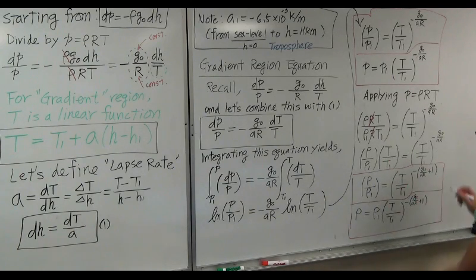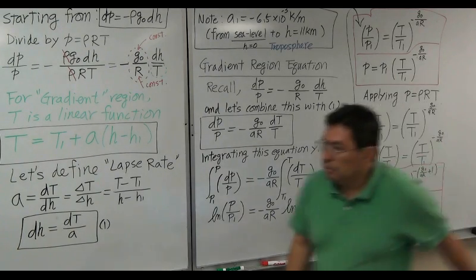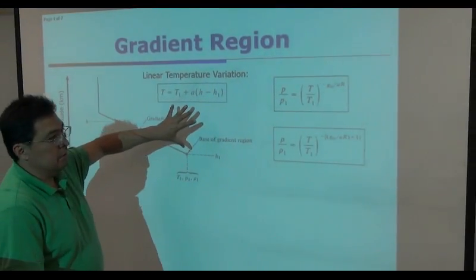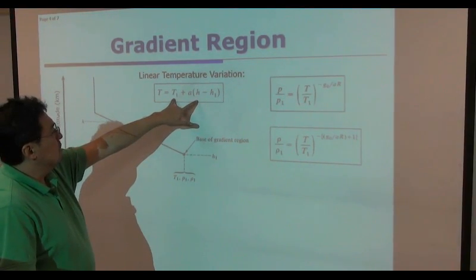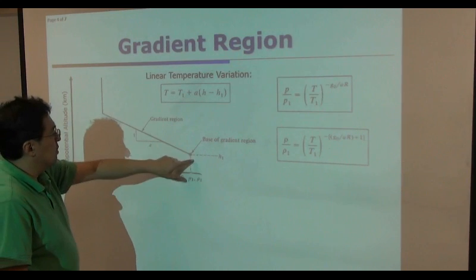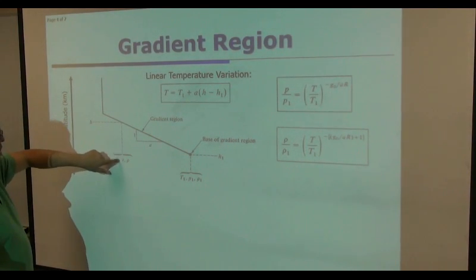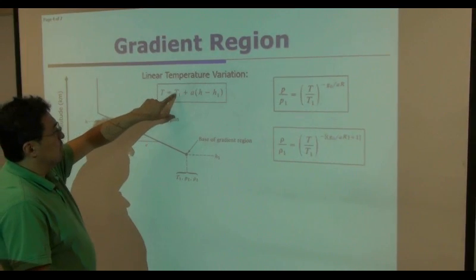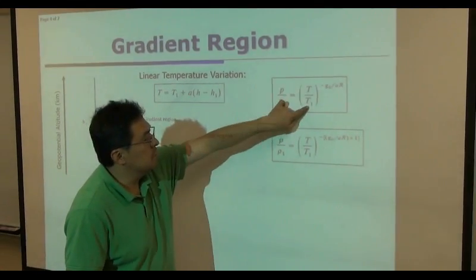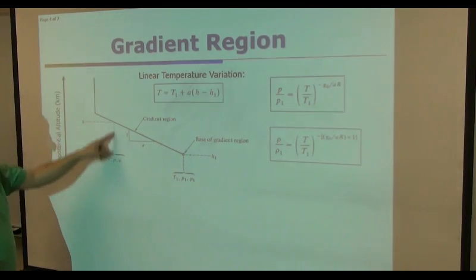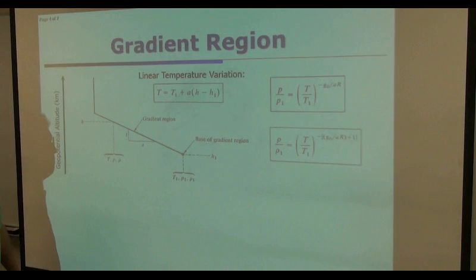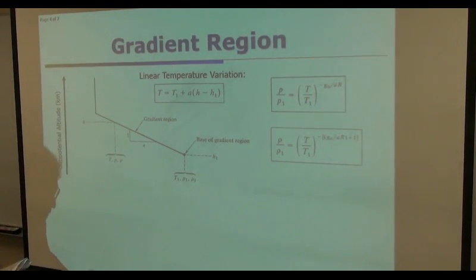I hope this is just a review from your fluid mechanics. So those are the equations already given to you in the notes. Let's take a look at it. So those are the three equations that you need to figure out the temperature, density, pressure. So first of all, temperature is a linear function. So this is the first thing you are going to find out, the temperature right here, T. Okay? Then once you get the temperature T, you can use the temperature ratio to figure out the pressure and density at the given altitude h. Okay? So this is the gradient region equation.